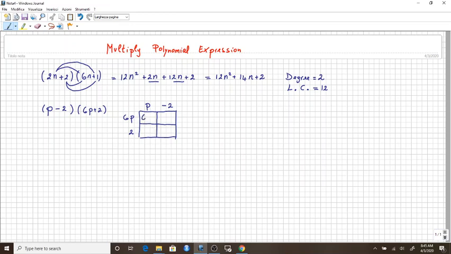6p times p is 6p squared. 6p times negative 2 is negative 12p. 2 times p is going to give me 2p, and 2 times negative 2 is going to give me negative 4.